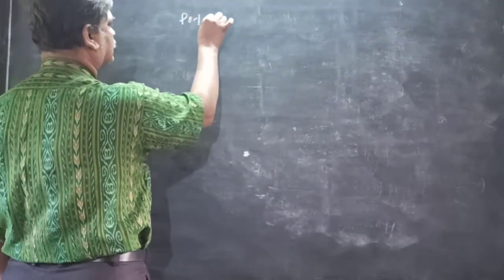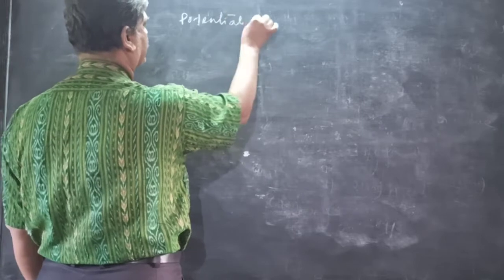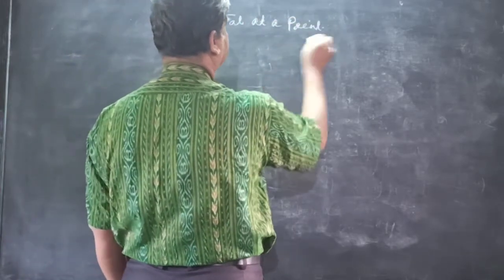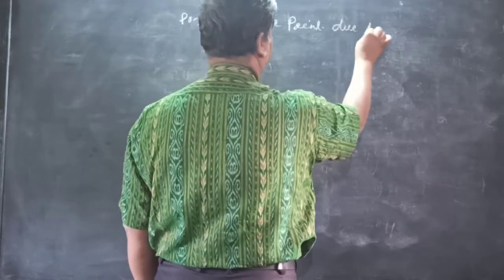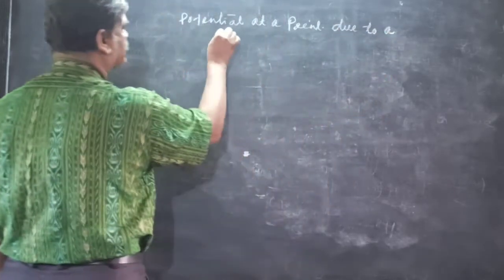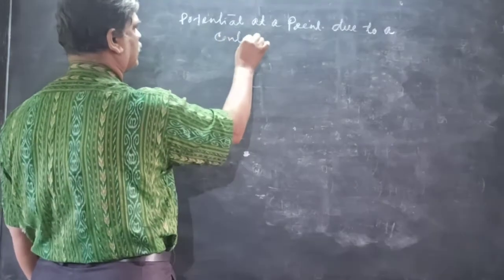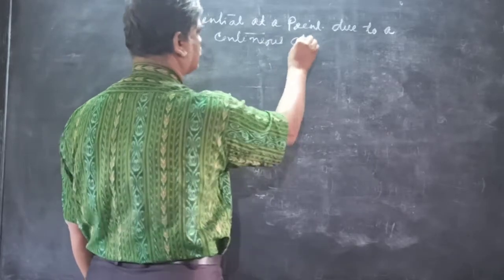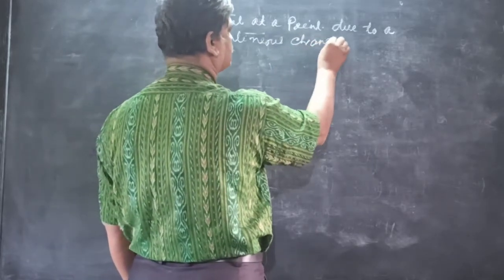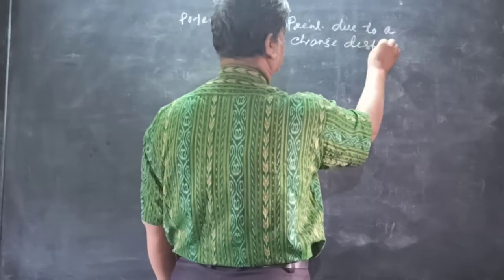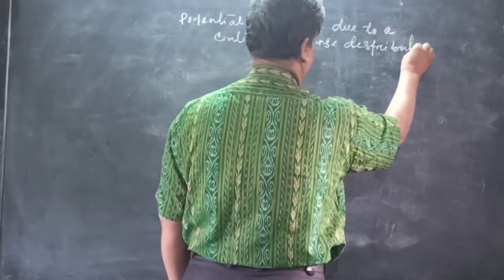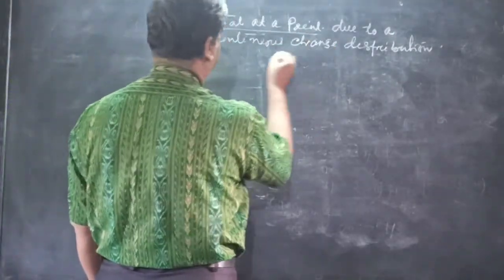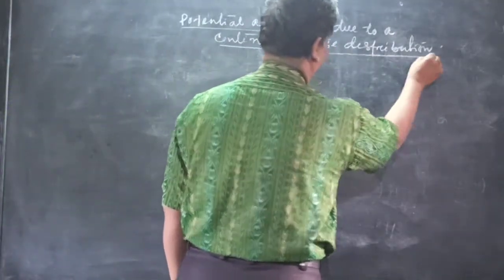Potential at a point due to a continuous charge distribution. Clear?